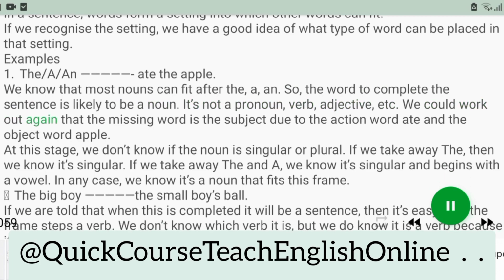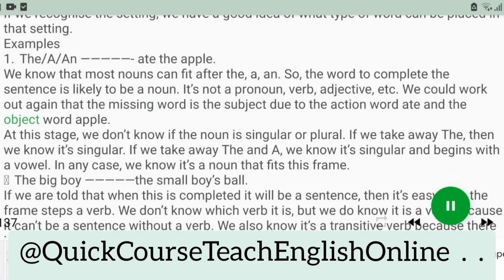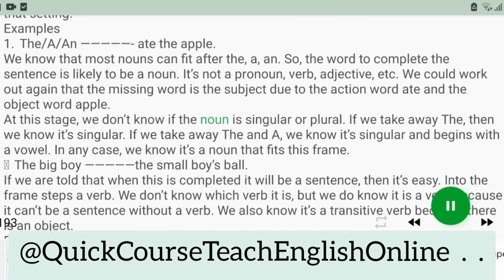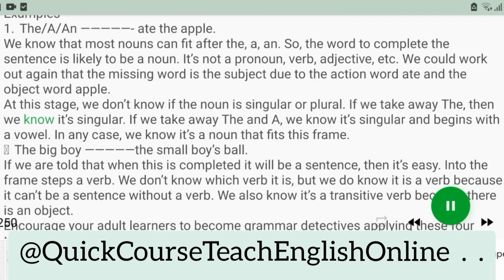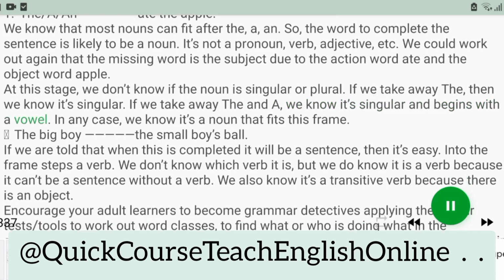We could work out again that the missing word is the subject due to the action word ate and the object word apple. At this stage, we don't know if the noun is singular or plural. If we take away the, then we know it's singular. If we take away the and a, we know it's singular and begins with a vowel. In any case, we know it's a noun that fits this frame.